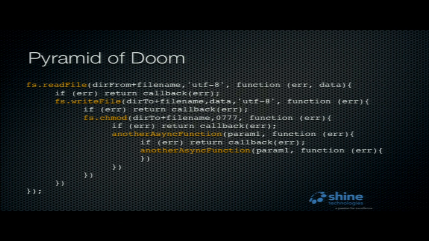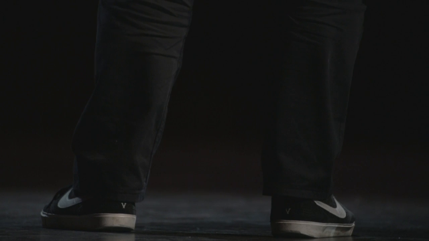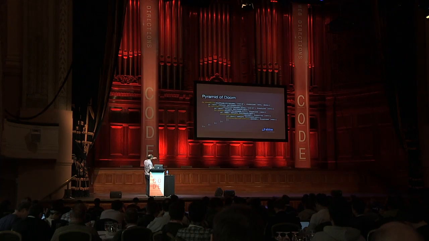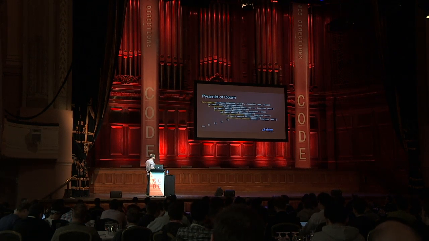So what we see here is our standard serial execution, where one command depends on the output of the previous command. In this case, we're doing a copy type of operation where we read a file and then write it to a destination, and then change the file permissions on there. So each one of the asynchronous functions depends on the result of the previous function.